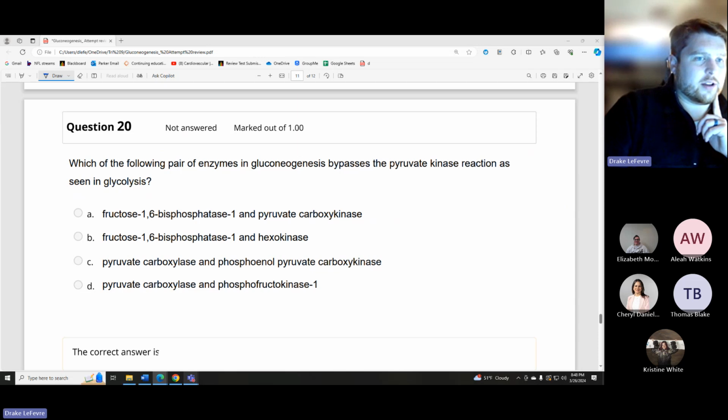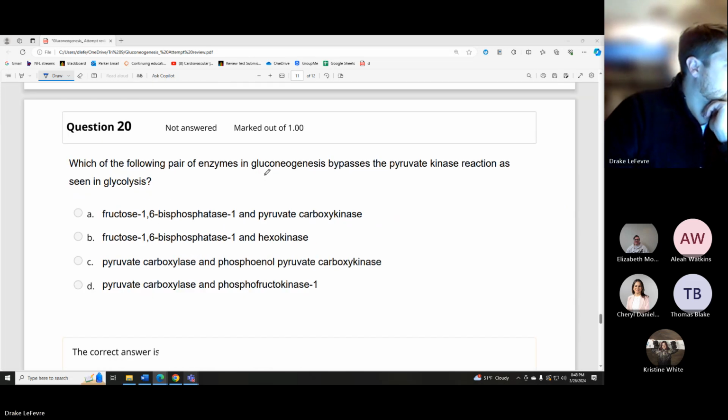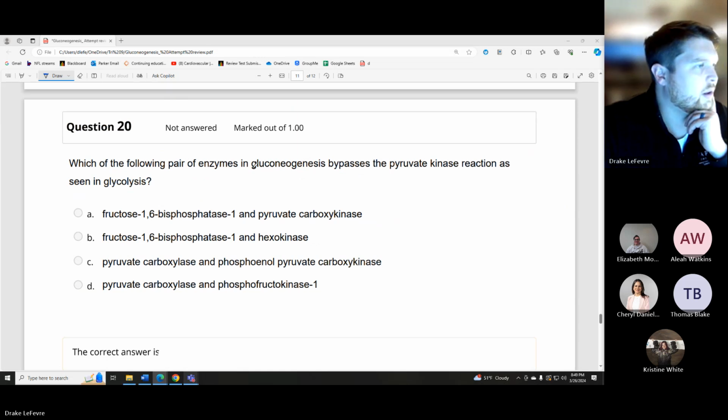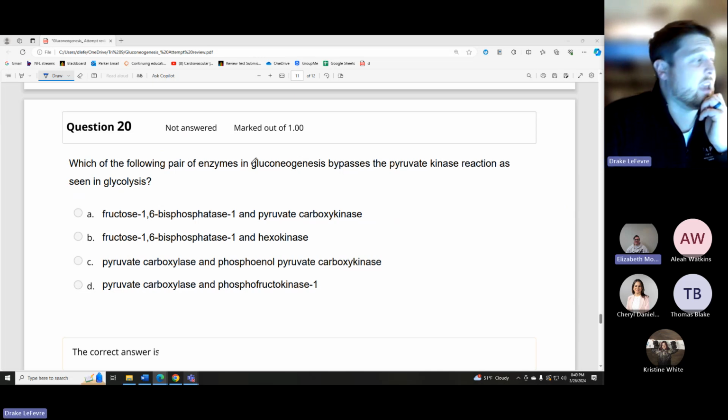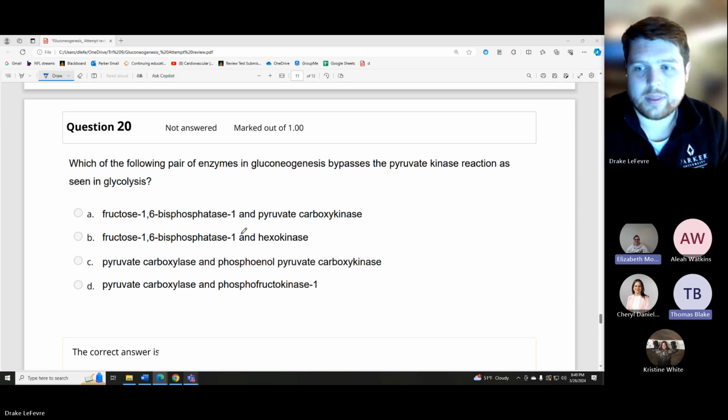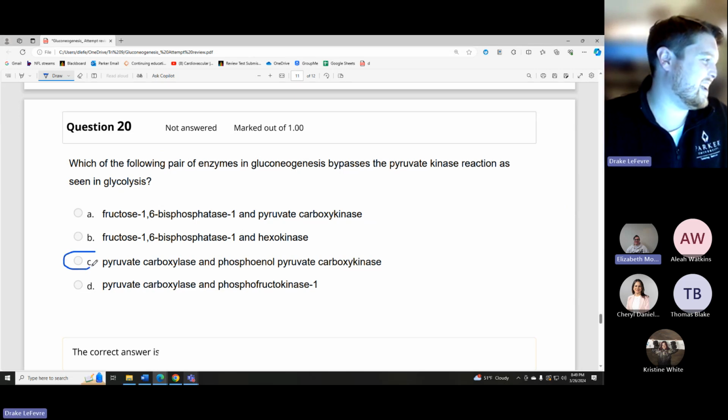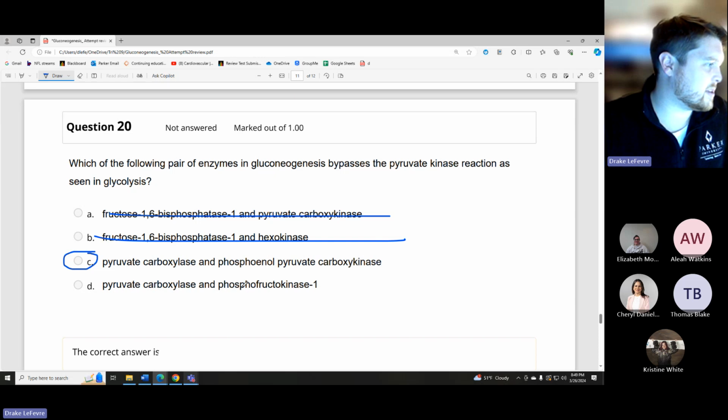Which of the following pair of enzymes in gluconeogenesis bypasses the pyruvate kinase reaction as seen in glycolysis? Hopefully this should be second nature answering this question at this point. What do you think? A, B, C, or D? It's C. Immediately, we can look at the left side: there's pyruvate carboxylase, phosphoenolpyruvate carboxykinase, not that one. Right there.